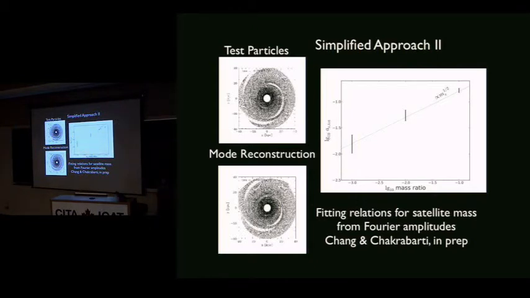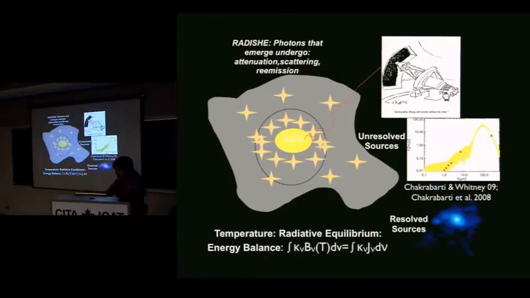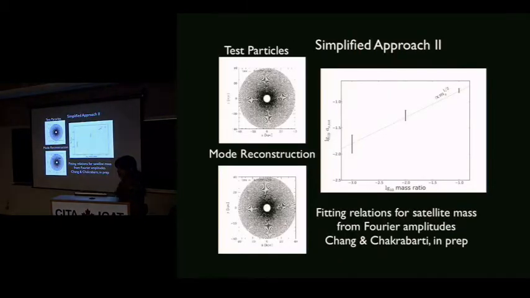The goal here is to take the observed H1 data and to be able to read off the satellite mass ratio from it. So what's it called? Mass ratio versus what? This is the effective Fourier amplitude, which is kind of like a sum over the modes.